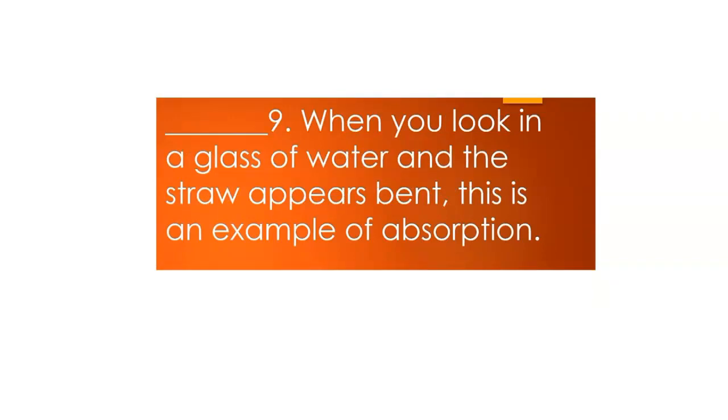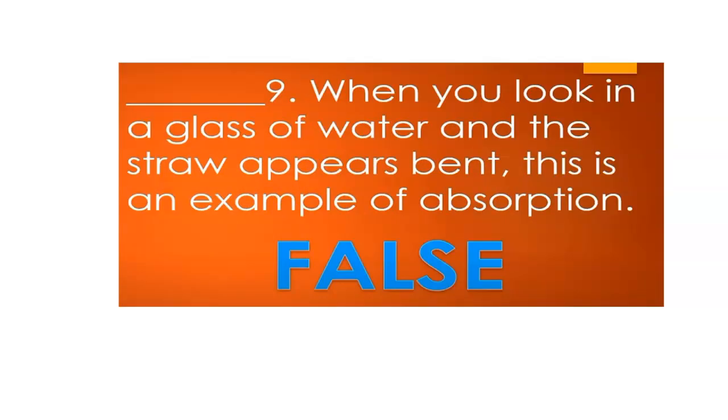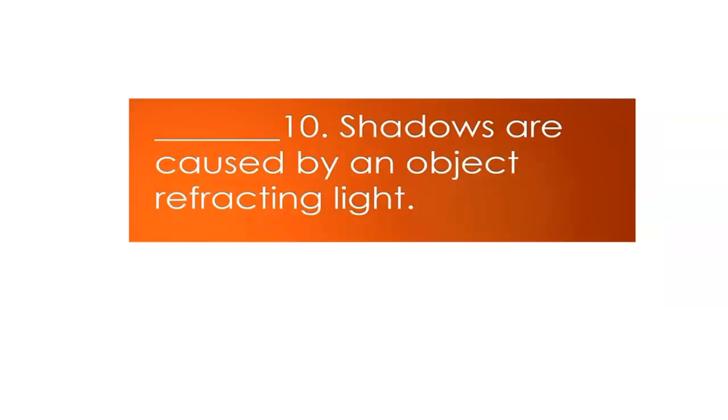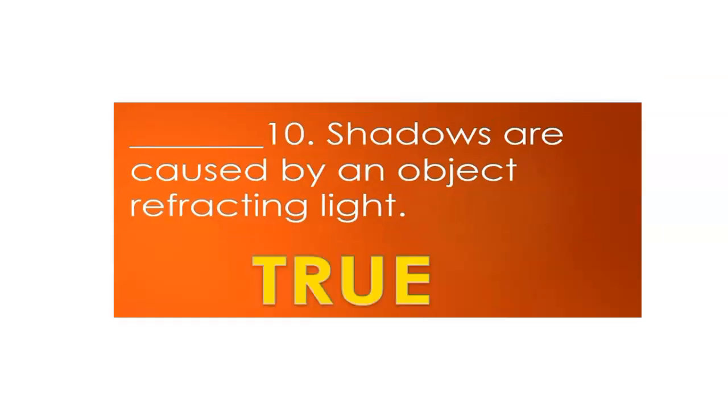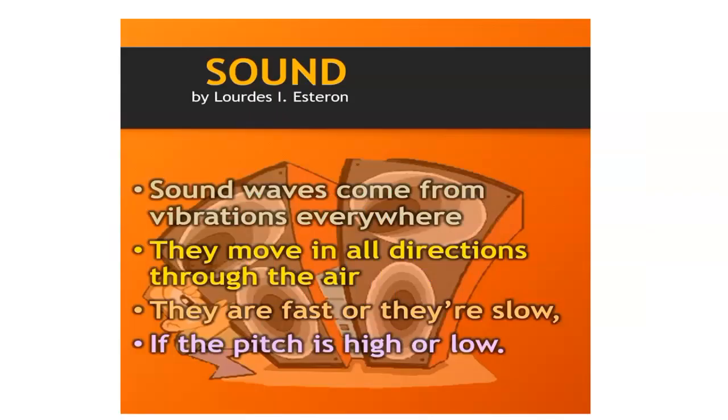Next is number 9, when you look in a glass of water and the straw appears bent, this is an example of absorption. Is it true or false? False. Okay, because when you look in a glass of water and the straw appears bent, this is an example of refraction. Next number is 10. Shadows are caused by an object refracting light. Correct. True.